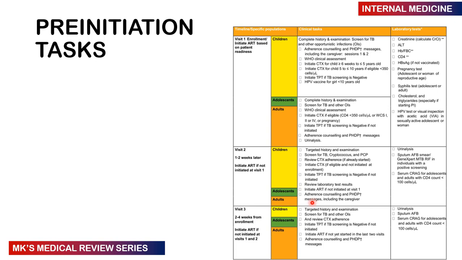Get a targeted history, screen for TB and other opportunistic infections, review adherence to your cotrimoxazole, TB prophylaxis, or screen for TB, and then, of course, put them on prophylaxis if they're at risk, or if they haven't been started, initiate ART, and continue adherence counseling. In every visit, make sure that you're counseling them on adherence and compliancy. Then, of course, urinalysis, sputum for acid-fast bacilli, your serum cryptococcal antigen test in adults and adolescents with a CD4 count less than 100 cells per microliter.